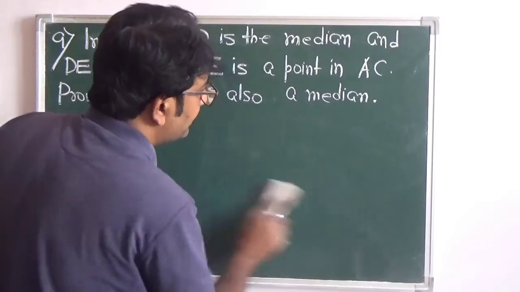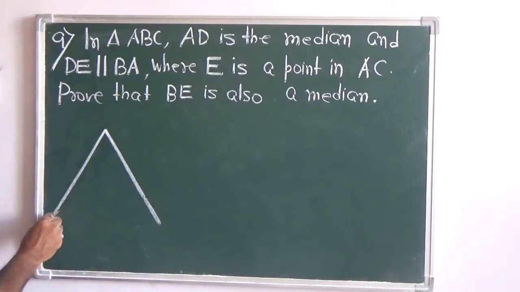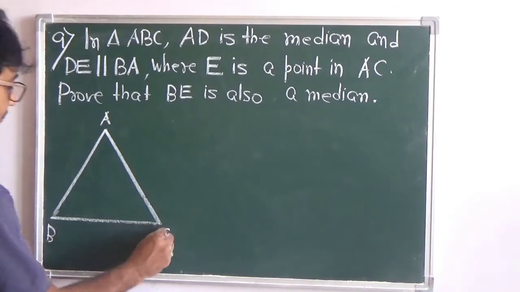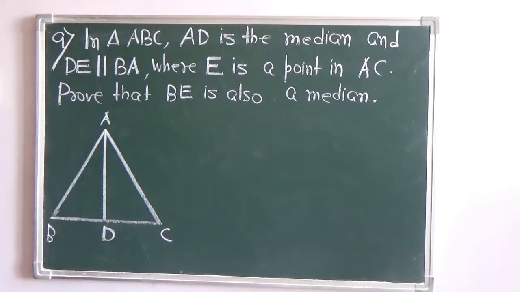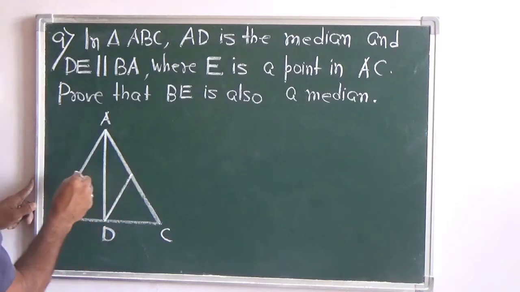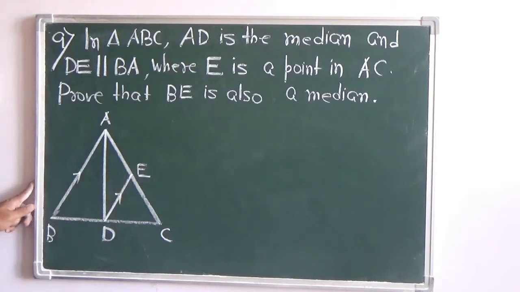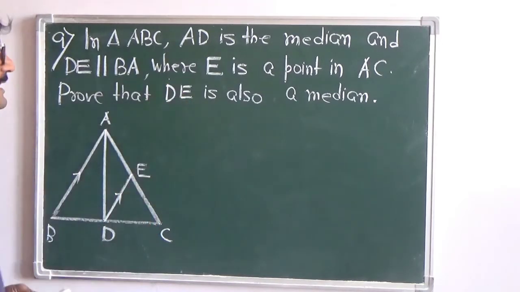Let us draw the figure first and then we will apply the appropriate theorem. This is the triangle, supposing this is A, B and C. Now given AD is the median, so let us draw AD. So D is the midpoint of BC since AD is the median. Then DE is parallel to BA where E is a point in AC. So let us draw DE parallel to BA. This is BA, so we draw a line parallel to this. So this line and this line are parallel and we mark it as E. So we have to prove that, I repeat, the question is, obviously I don't think it is BE, this will be DE, DE is also a median.